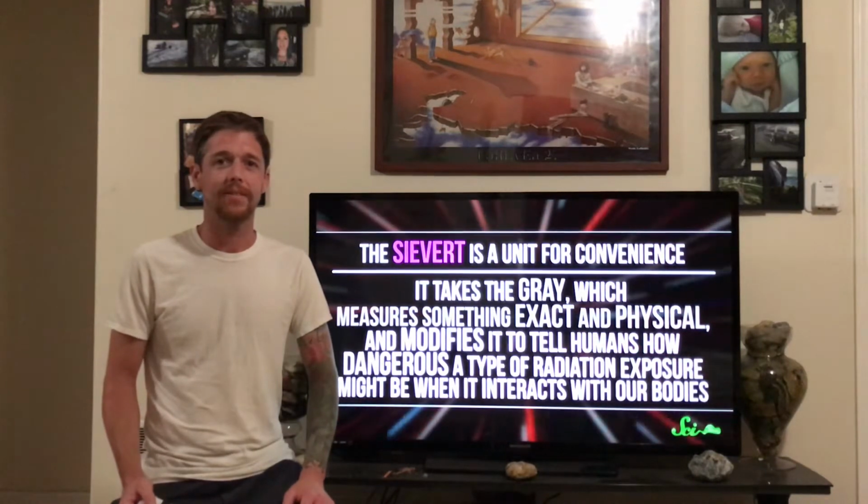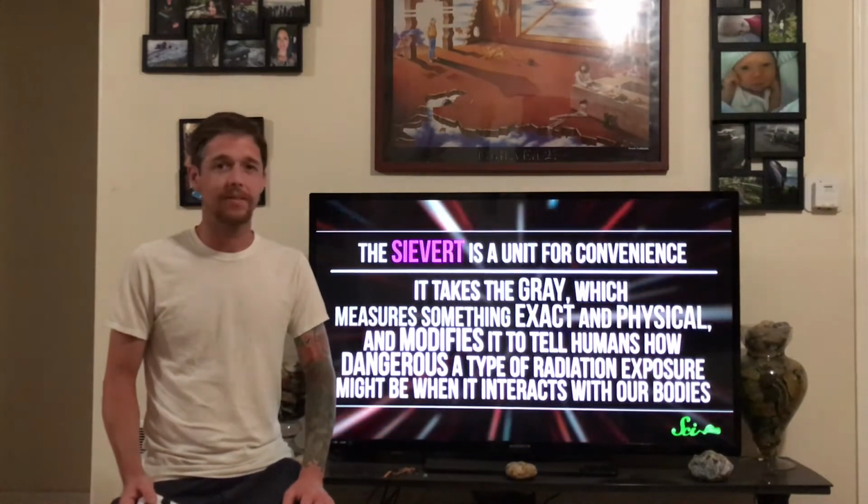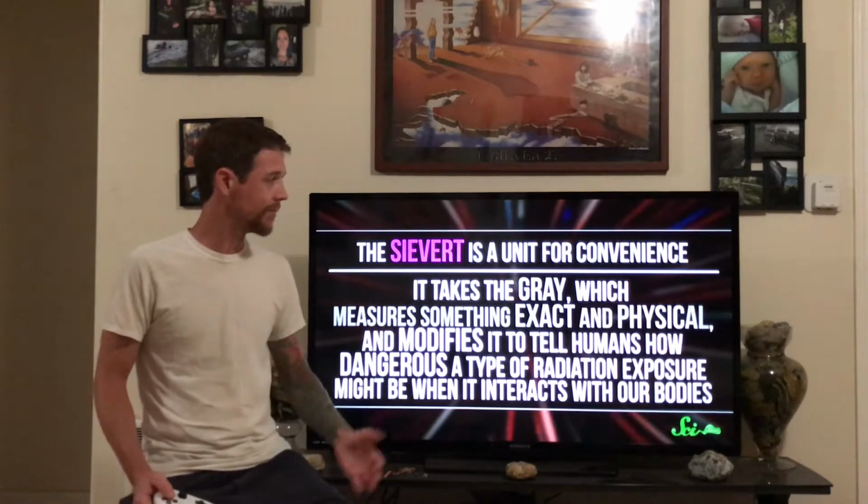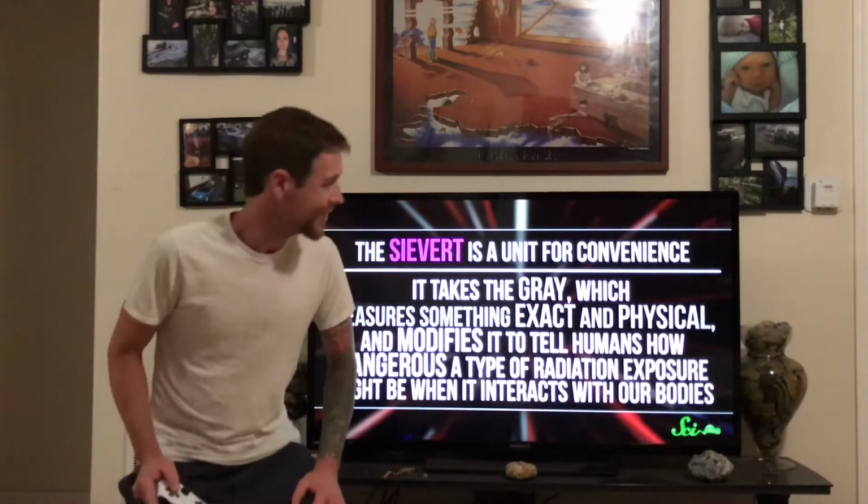The sievert is a unit for human convenience. It takes the gray, which measures something exact and physical, and modifies it to tell humans how dangerous a type of radiation exposure might be when it interacts with our bodies.